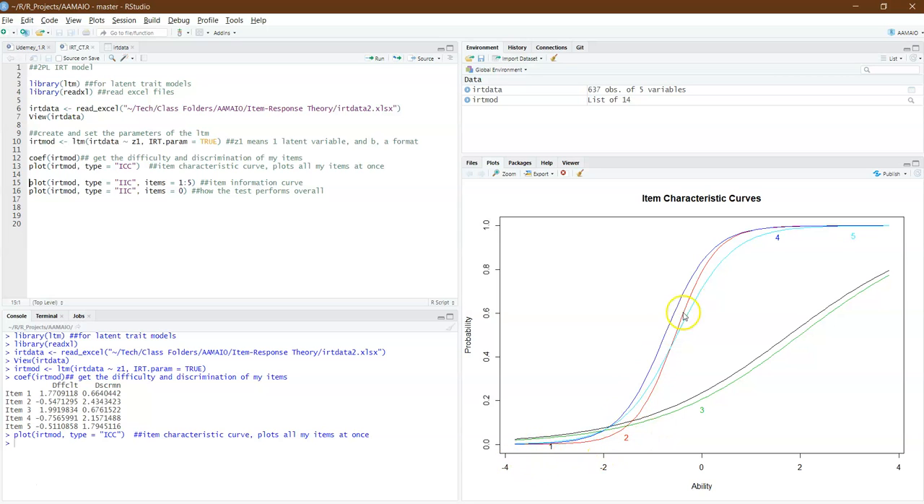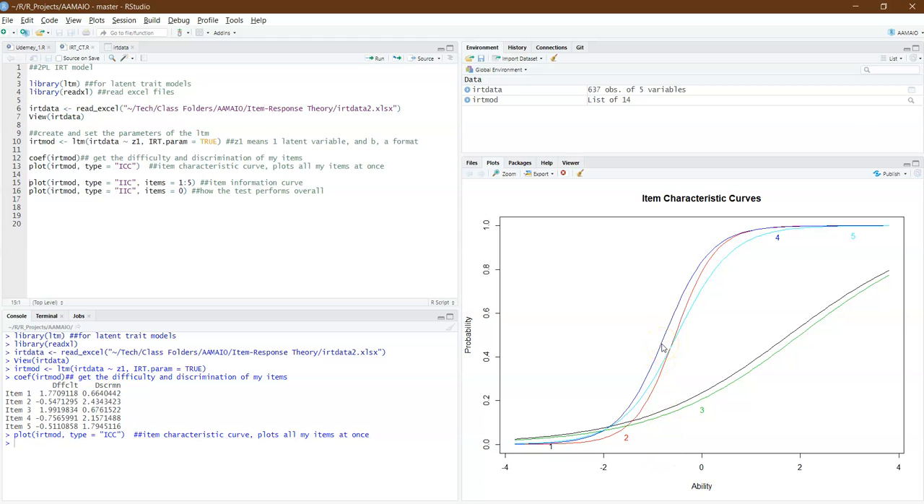items. These curves are intended to be steep. The steeper the slope on these curves, the higher the discrimination. I have ability going down here with 0 as the mean, and then these are standard deviations below the mean and standard deviations above the mean. And then here I have probability. So right here, this is about 50%, and where 50% is indicates the location it is on ability.